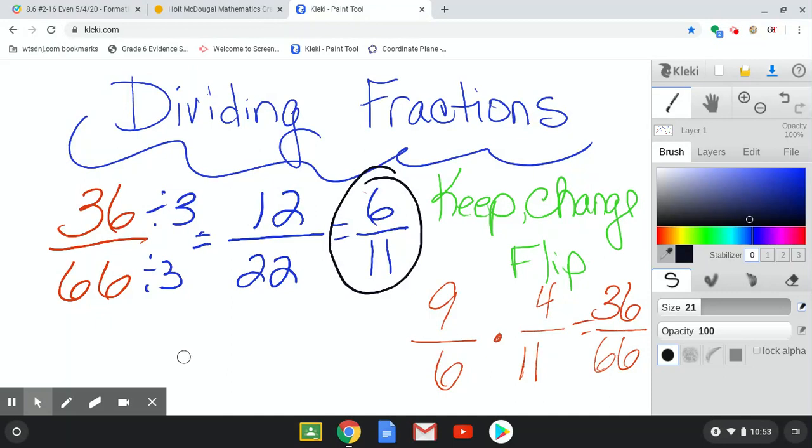So when you are solving dividing fractions, you have to remember keep, change, flip. If you have a mixed number to start with, always change it into an improper fraction first.